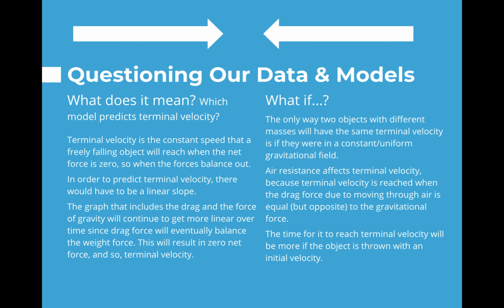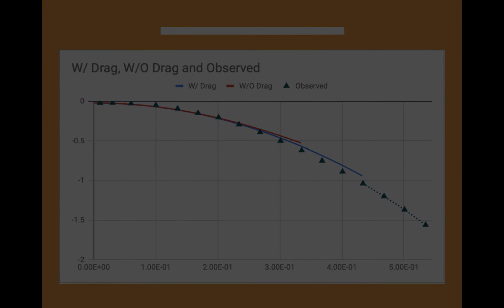So, questioning our data and models. Which model predicts terminal velocity? Terminal velocity is the constant speed that a freely falling object will reach when the net force is zero, which means when the forces are balanced out. In order to predict terminal velocity, there would have to be a linear slope since both of the forces have balanced out. The graph that includes the drag and the force of gravity will continue to get more linear over time since drag force will eventually balance the weight force. This will result in zero net force and so terminal velocity.